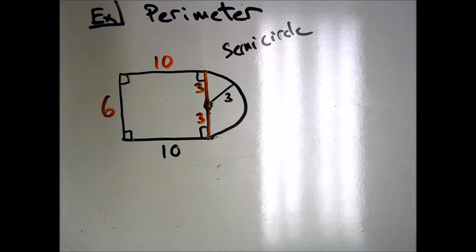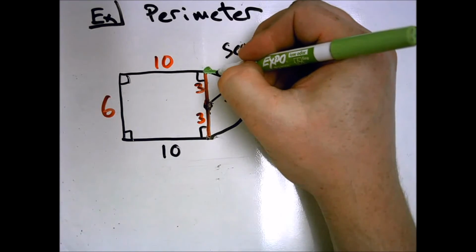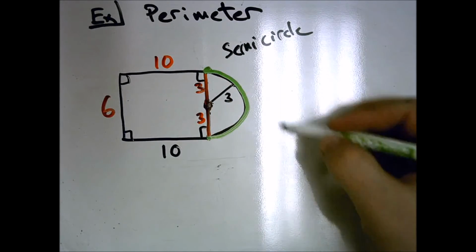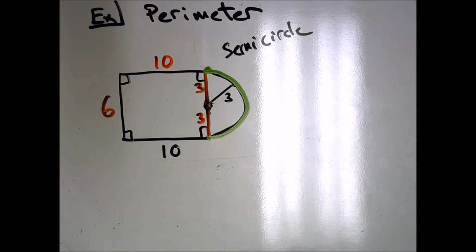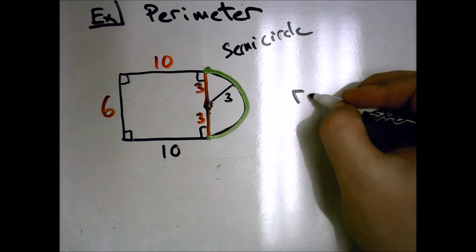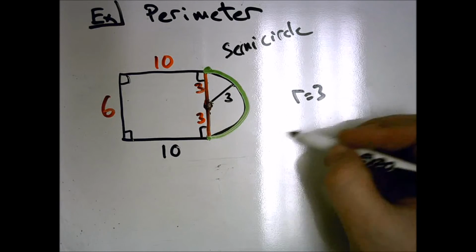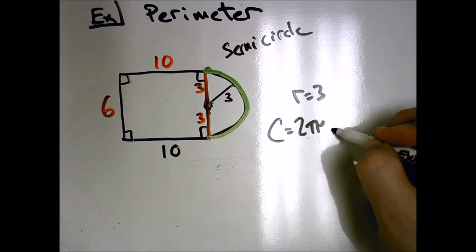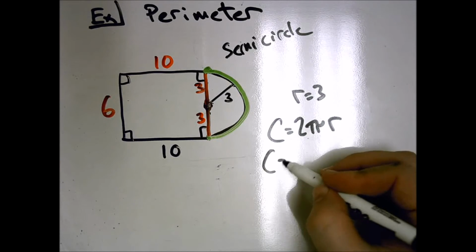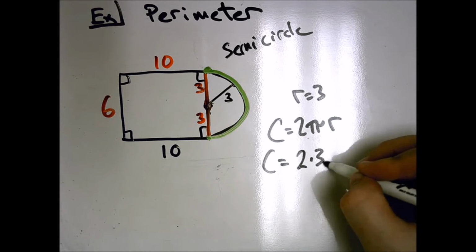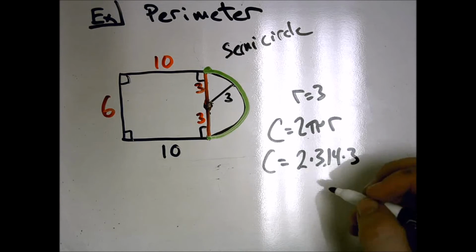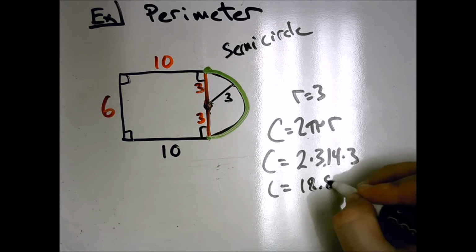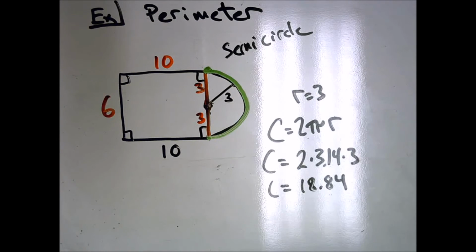Now, the last part is finding the circumference of this semicircle around the outside edge here. It's only half of a normal circle. To find that, you use the radius of 3 and find the circumference of the whole circle. So circumference of the whole circle would be 2 times 3.14 times 3. The circumference here is 18.84. But that would be if it went the whole way around.